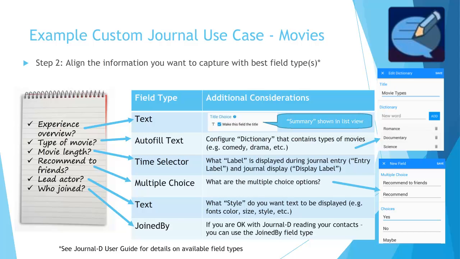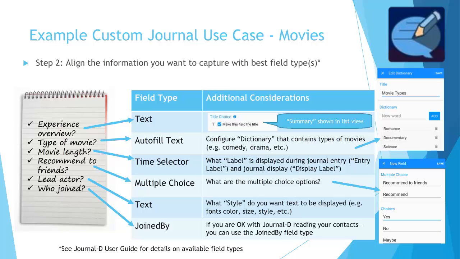The next step is to align the information you want to capture for your journal type with the best field type available for you to efficiently author a journal entry. There are a number of field types that you can mix and match. We cover the more popular ones on this slide, but we recommend reviewing the user guide for detail on all of the available field types. Two of the field types available we've already discussed: the autofill text and the join by that uses the dictionary feature that we just spoke of.